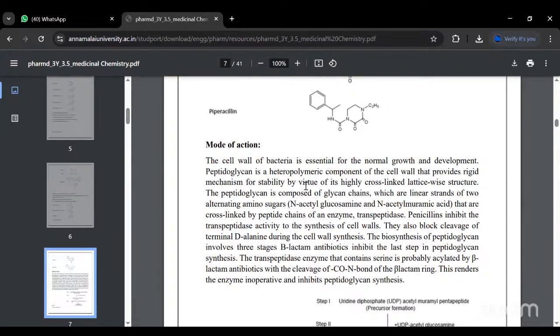The peptidoglycan is composed of glycan chains, which are linear strands of alternating amino sugars, N-acetylglucosamine and N-acetylmuramic acid, that are cross-linked by peptide chains. The peptidoglycan chains are cross-linked by the enzyme transpeptidase. The penicillins inhibit the transpeptidase activity, and so inhibit the synthesis of the cell wall.